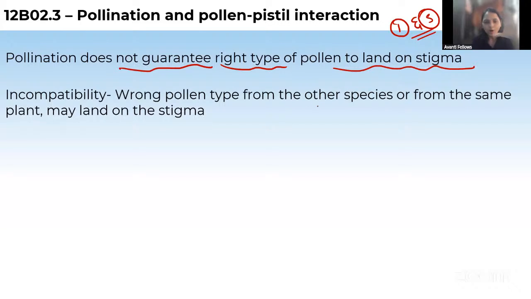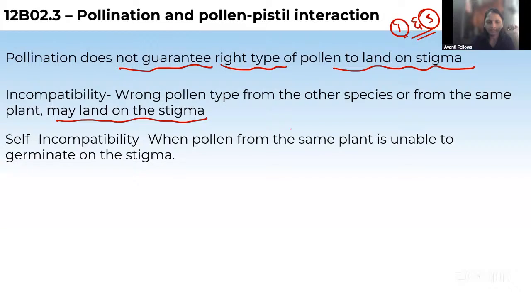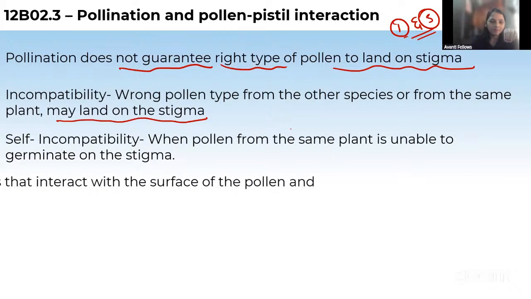Incompatibility. The wrong pollen type, that is 1 and 5, we have seen that, right? The wrong pollen type from other species or from the same plant may land on the stigma. That is called incompatibility. Whereas self-incompatibility, we have studied that, right? The same pollen does not germinate on the same stigma.